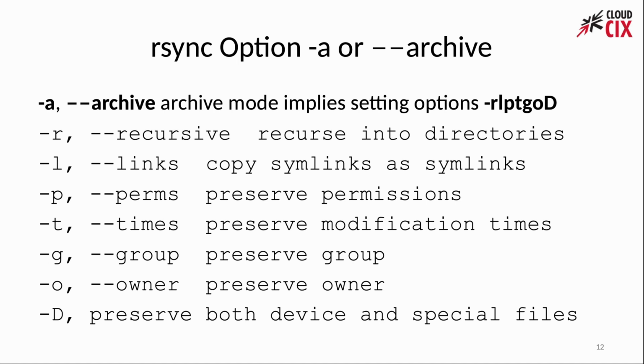One of the key options that we are going to use is the -a or --archive option. In this case, -a and --archive represents the -r, -l, -p, -t, -g, -o, and -D options. So we're going to recurse through the directories. We're going to copy symlinks as symlinks. We're going to preserve the permissions, times, groups, and ownership attributes of the file. And if we're talking about devices or special files, we're going to preserve those as well.